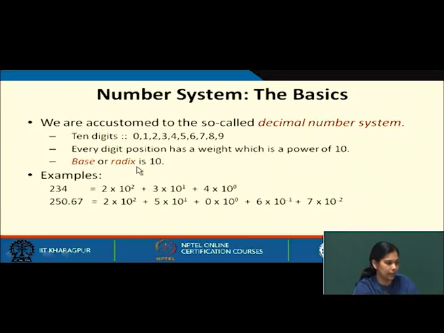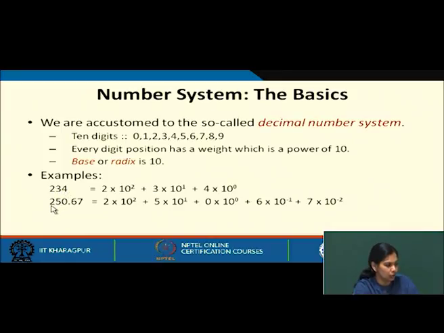Let us take an example, 234. The weighted representation can be given like this: 4 into 10 to the power 0, this is in the unit position, then 3 into 10 to the power 1, the tens position, and 2 into 10 to the power 2, the hundreds position, and then we get this number 234.